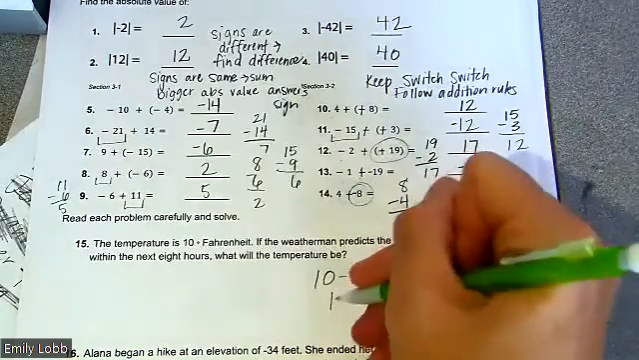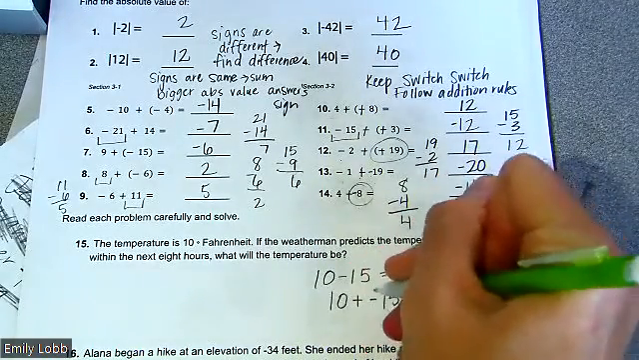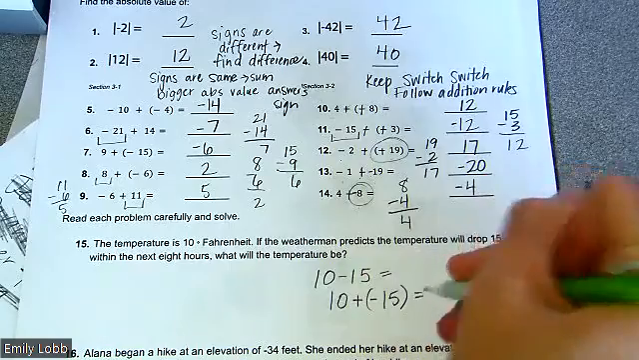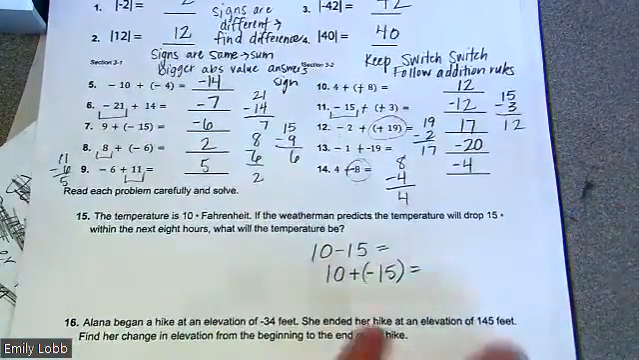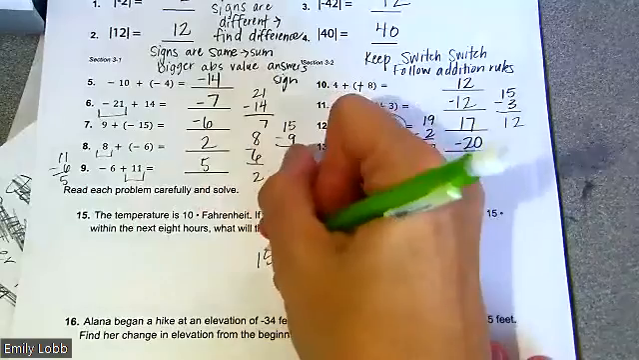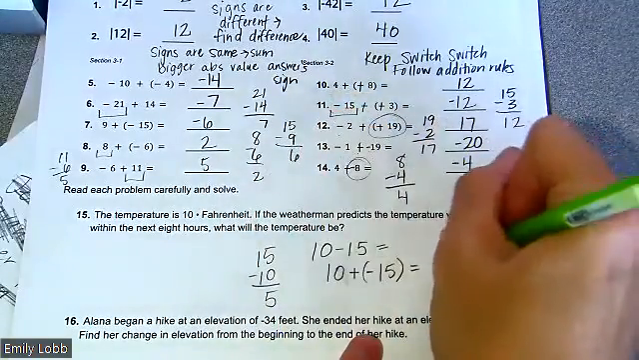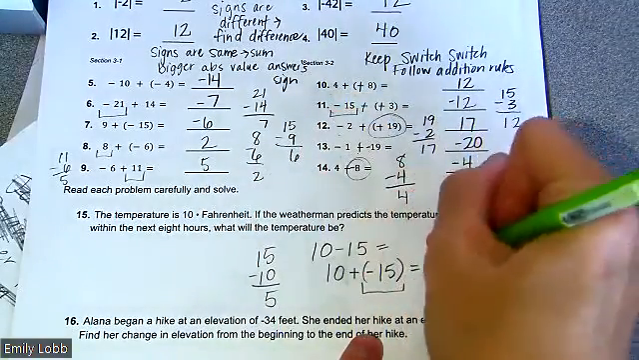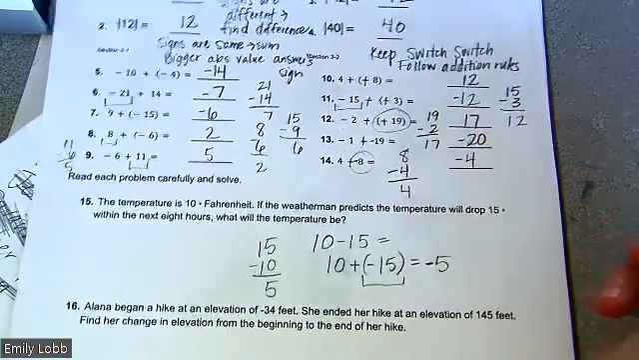Well, I would probably rewrite this, keep, switch, switch. So now my signs are the same or different? They're different, so I would find the difference. 15 minus 10 is 5, and in this case, my bigger number is negative. So -5. What will the temperature be?